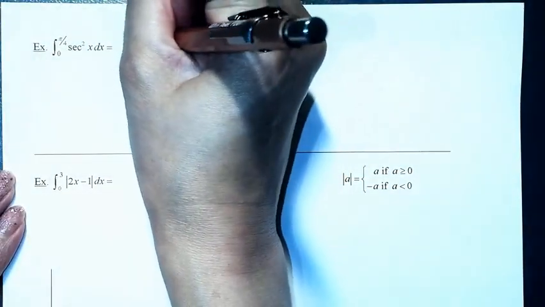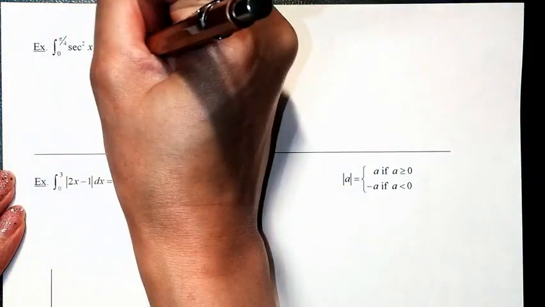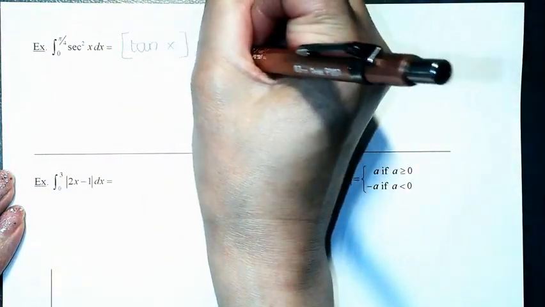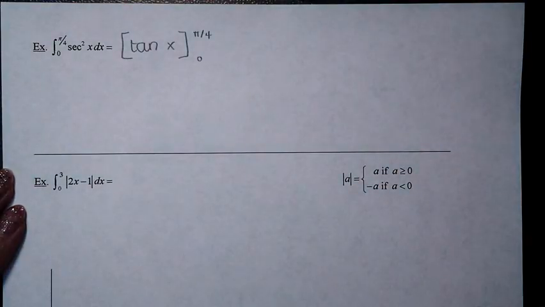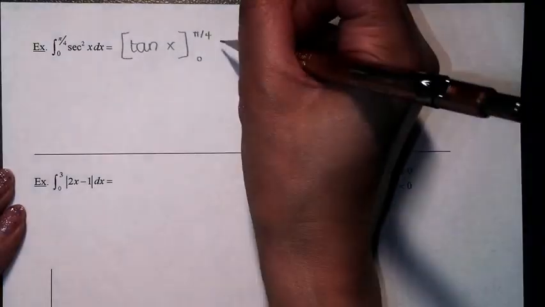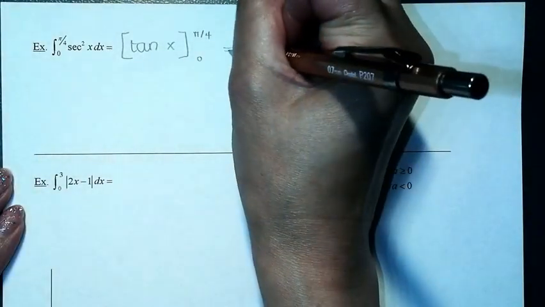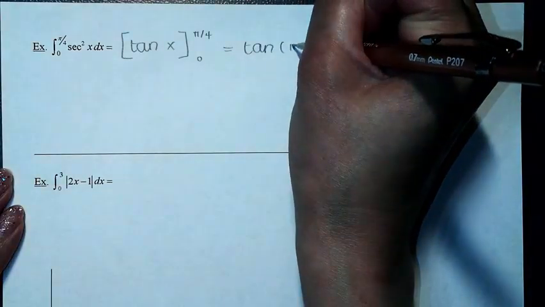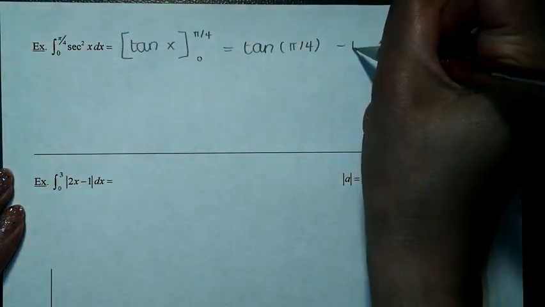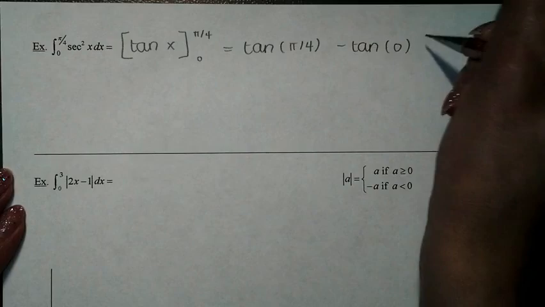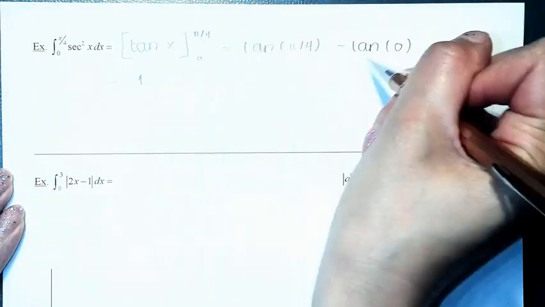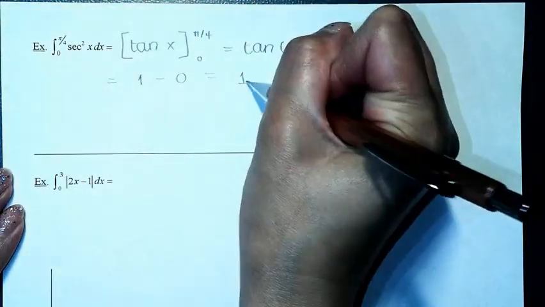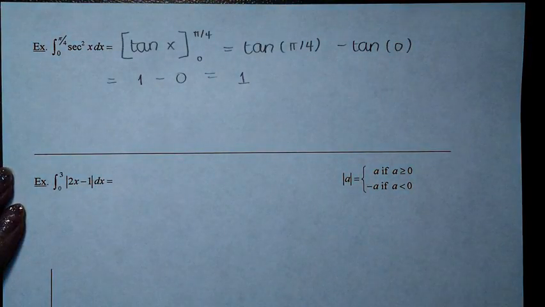I know that it's going to be tangent of x, and it's not that bad because we know that it's sine over cosine. Worst case scenario, if you forgot your unit circle for tangent, you can use sine and cosine. But here, what do you have? Do you agree that you have tangent of pi over 4 minus tangent of 0, which is great? Why? Tangent of pi over 4 is 1, and tangent at 0 is 0, so this is going to be 1 unit square. Isn't that beautiful?